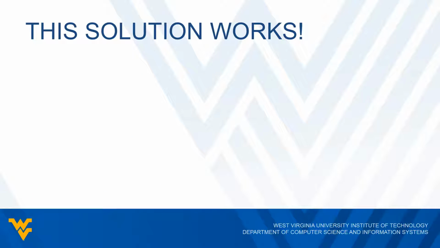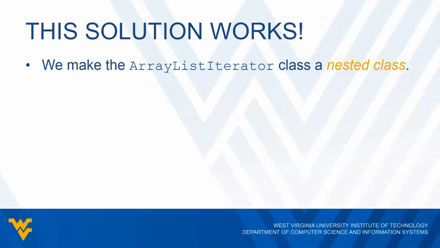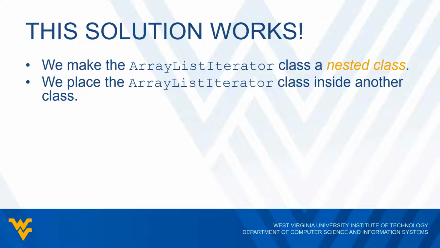in our next method. The good news is this solution actually works, and there is no bad news with it. This is a working solution. Yay, we did it. So what did we do here? We made the ArrayList iterator class a nested class. So what we mean by nested class is we simply put the class inside of another class. So we're allowed to do that.